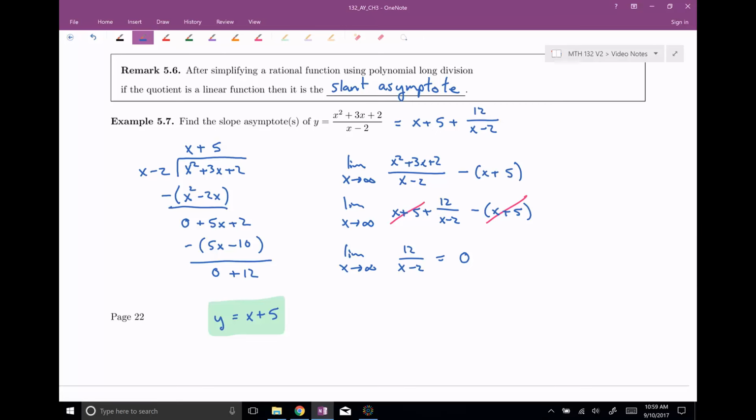And so again, this was all some check right here. And as we do more and more of these problems, you'll be confident with your polynomial long division, and you'll be able to stop right here and see that y equals x plus 5 is the slant asymptote.